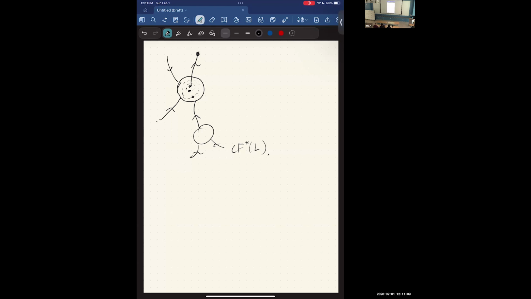Something else you could try to do is produce some equivariant version of this if you were interested in showing multiple cover formulas for these open Gromov-Witten invariants or something, but it's not something that I know how to do at present. Okay.